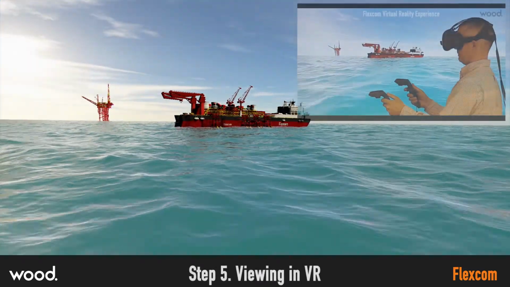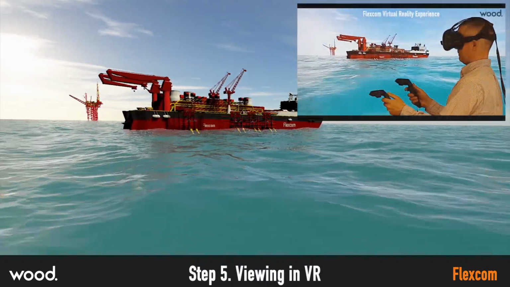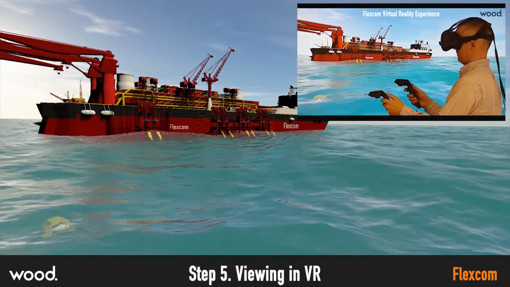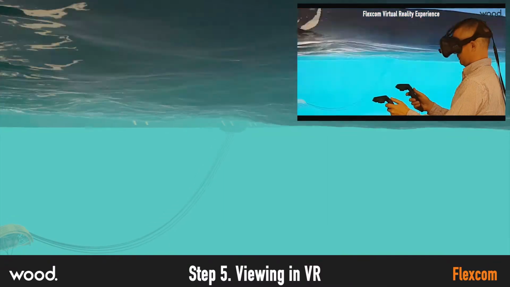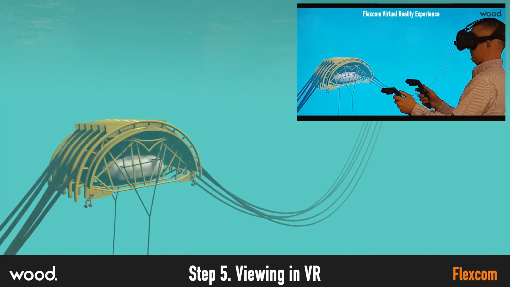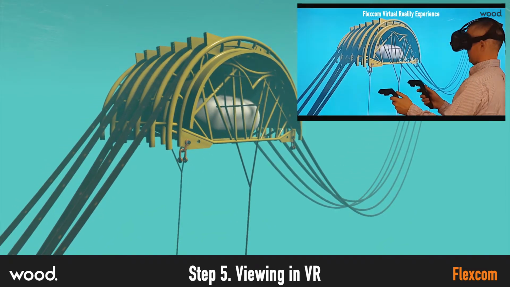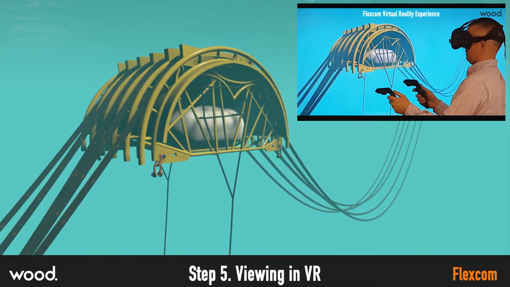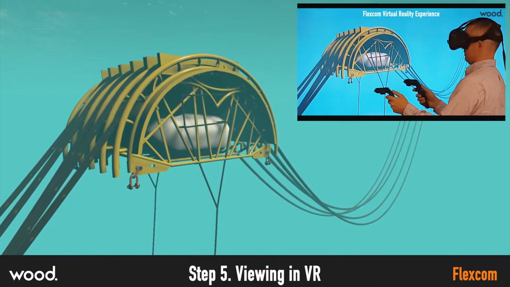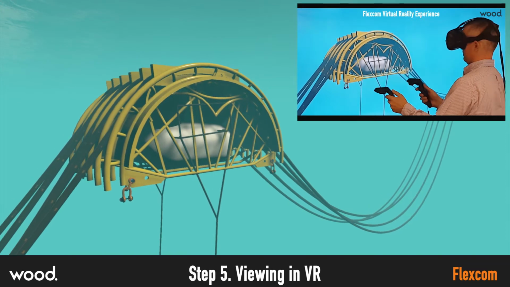Step 5. Viewing the final product in a virtual reality space. Unity videos are compatible with virtual reality, offering the viewer a fully immersive 3D viewing experience. On screen, you can now see a client who is immersed in a virtual reality scene. The large monitor is simultaneously showing the imagery which is being experienced through the VR headset.